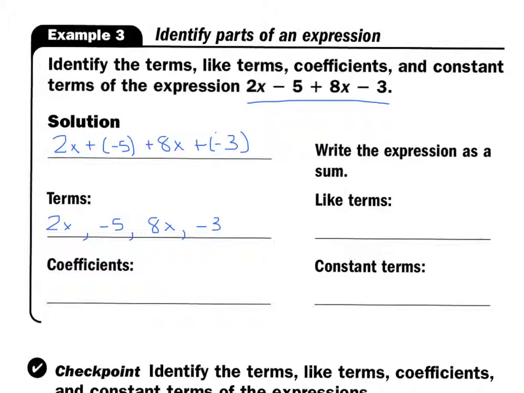The like terms are going to be the x's. 2x and 8x are like terms because they both have an x. Negative 5 and negative 3 are like terms because they're both numbers.